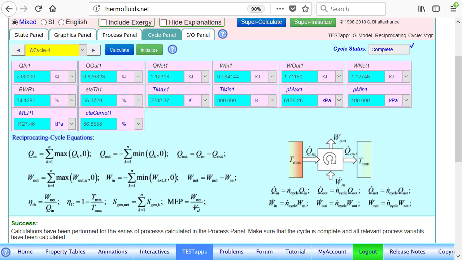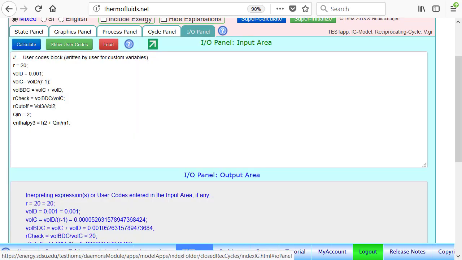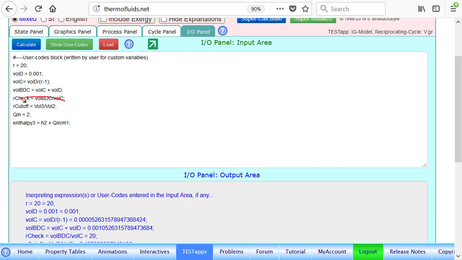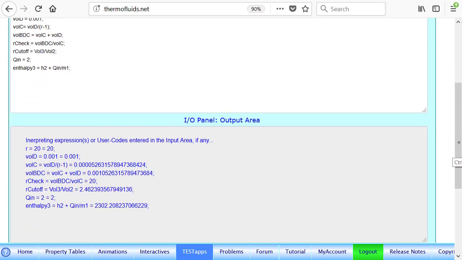The only thing is that the cutoff ratio is not shown here, because this app doesn't know whether it's a diesel cycle or what kind of cycle it is. It can handle any cycle. So in the I/O panel, we calculate the cutoff ratio. As you can see, it's the ratio of the volume at 3 to the volume at 2. That's when the fuel injection is stopped, because we have reached a point from which the process becomes a purely isentropic expansion. If you go through the cycle animation, you'll realize how the cutoff ratio is defined. It is found to be 2.46, where the volumetric compression ratio is given as 20.